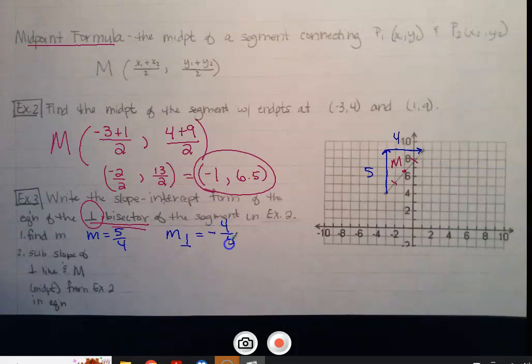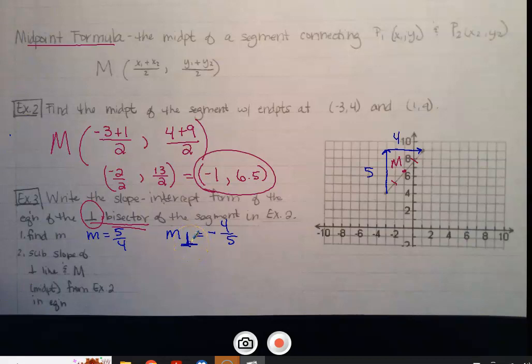Negative 4 over 5. Yes. Excellent. Okay, so step 2. That's a perpendicular line. That's the symbol for perpendicular. Yes, that's the shorthand for saying the slope of the perpendicular line, because this is the slope of this line, the one given, and so this is the slope of the perpendicular that we're writing.